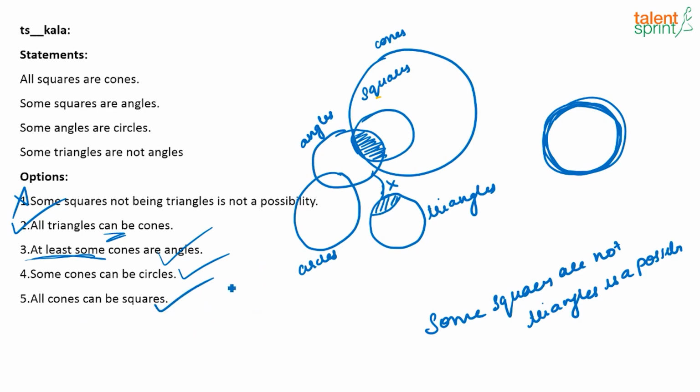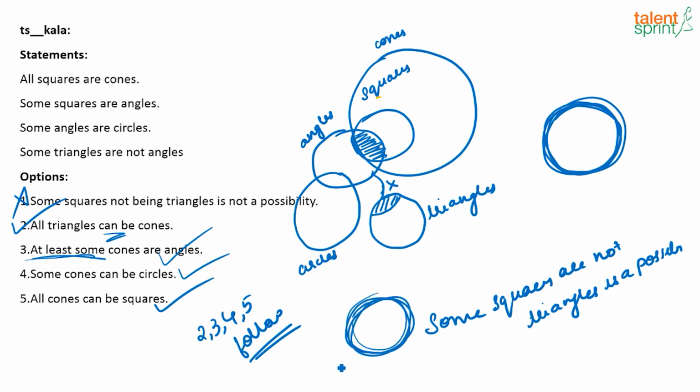So what is the correct answer here? Except option 1, all the other options follow, so 2, 3, 4 and 5 all follow. Some of you are giving me the answer as 2, 3, 4 and not 5. But all cones being square is a possibility, correct? The square set and the cone set can be the same set. That is possible. So the correct answer here is 2, 3, 4 and 5 follow. I hope it's clear. This was posted by Kala. Kala, I hope it's clear for you now.